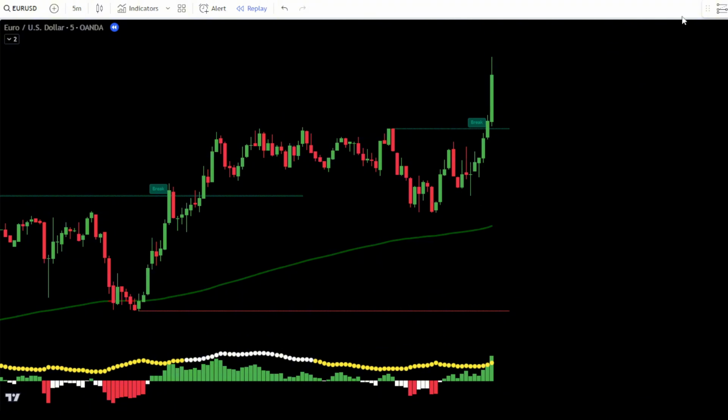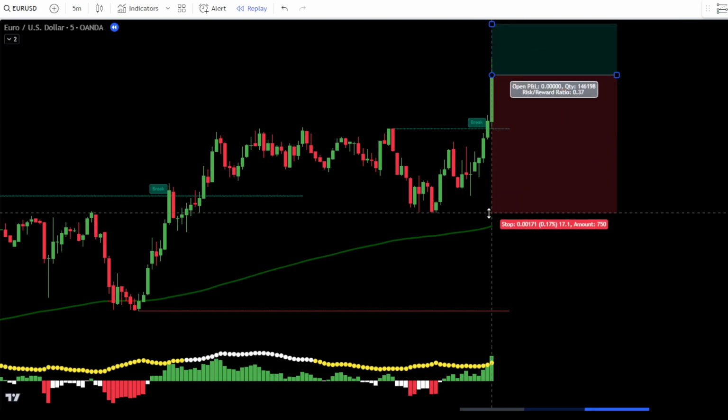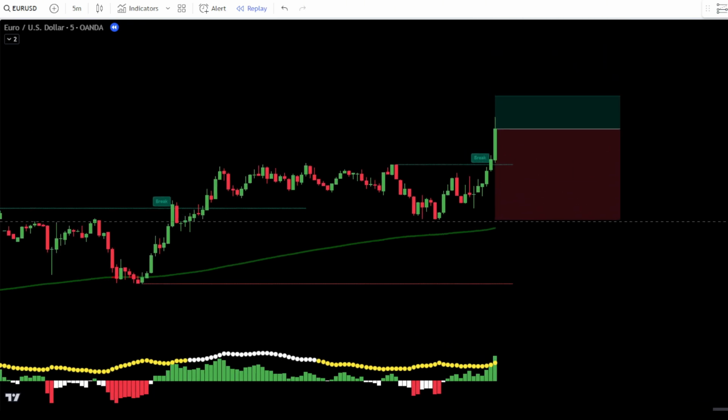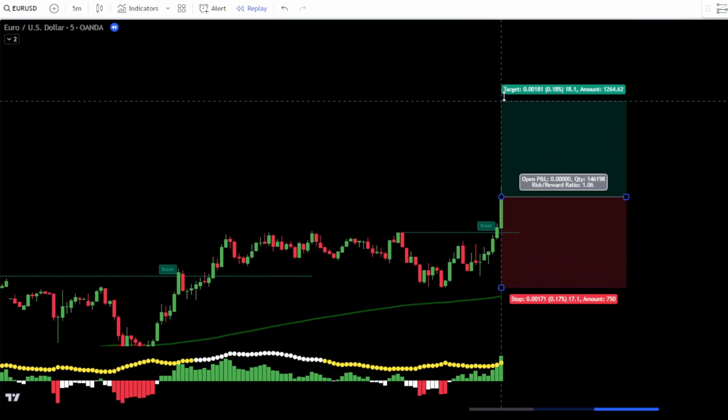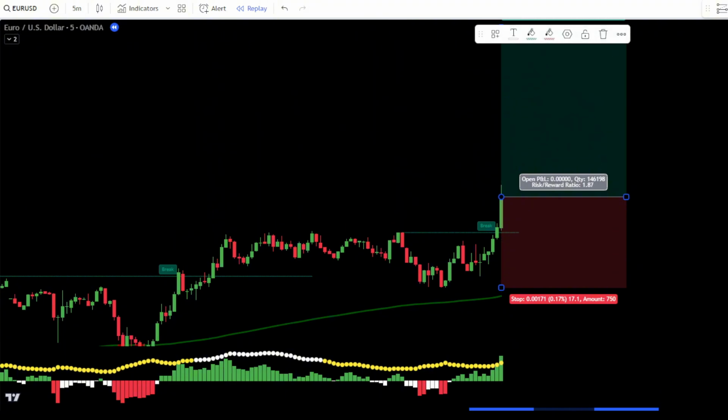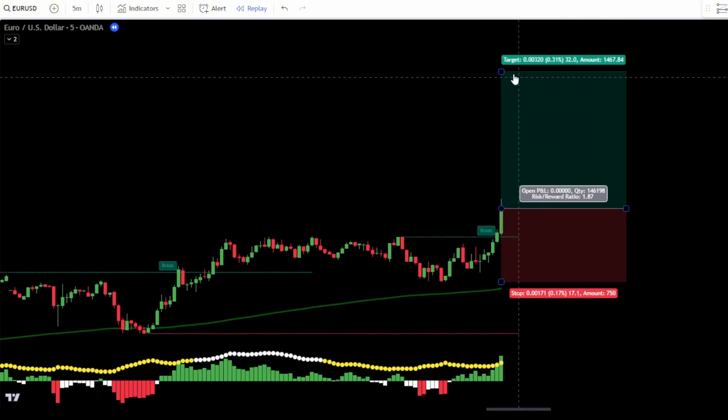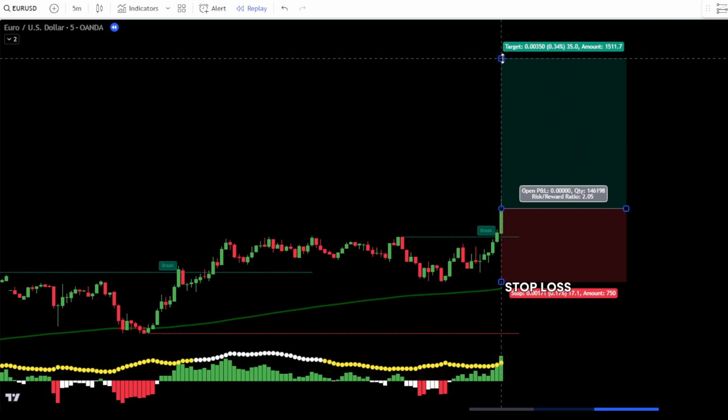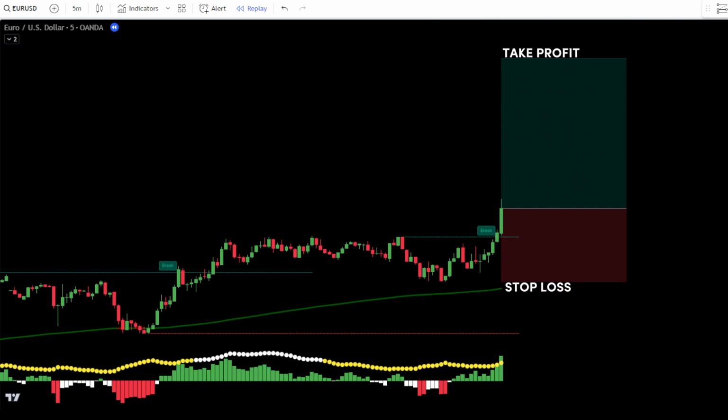If all conditions are met, you can place a buy order after the bullish candlestick closes. Place the stop loss at the previous low. Use a take profit target with a risk-reward ratio of 1:2.